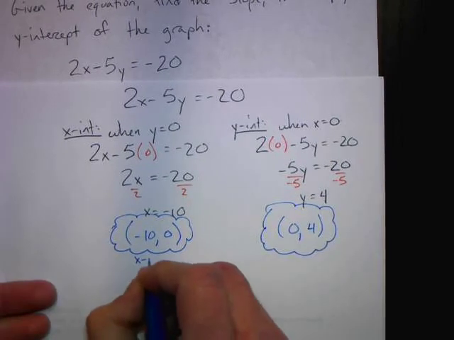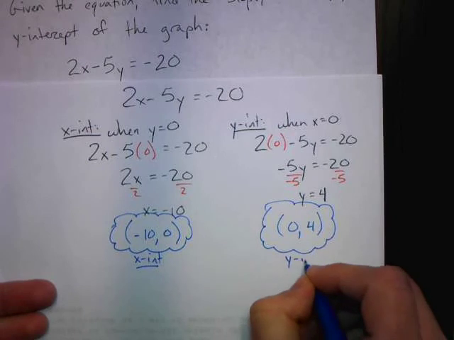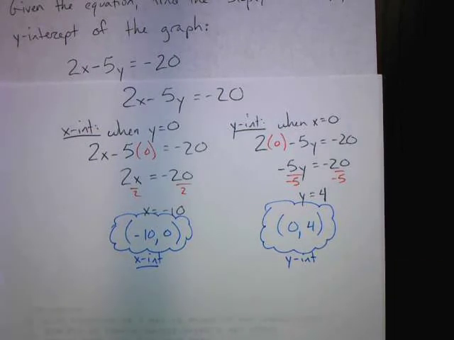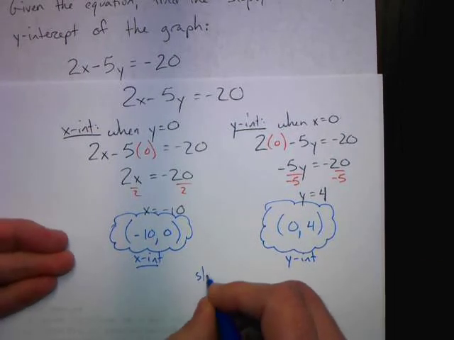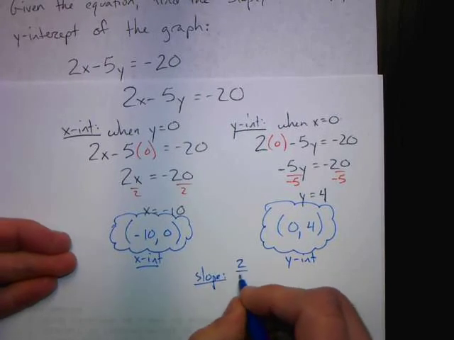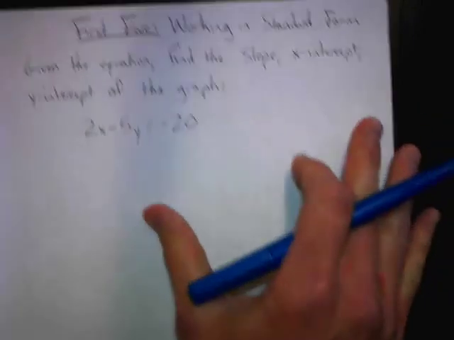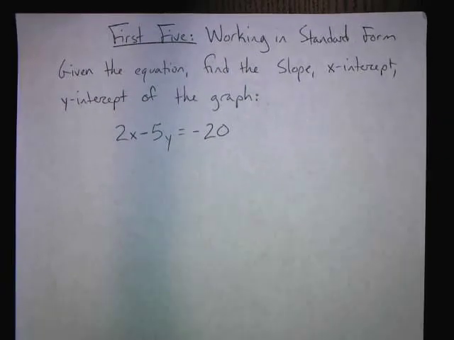So our x-intercept is -10, 0. Our y-intercept is 0, +4. And remembering that our slope was opposite A over B, or +2/5. We can tell all of that information just by looking at an equation in standard form. So it turns out standard form can be useful, but you cannot confuse this with slope-intercept form.